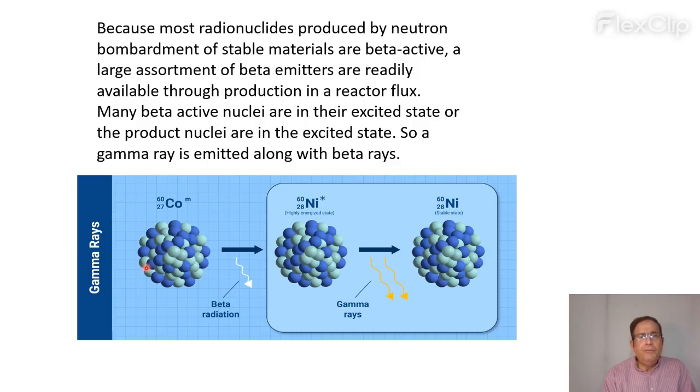So in this figure, you can see a cobalt-60 with 27 protons. When it is bombarded, it converts into nickel-60, and proton number is 28. And this nickel is in the excited state, which is represented by the star. So the star on a nucleus species represents an excited state. So it emits a gamma and also a beta. So a beta particle and a gamma ray are emitted simultaneously, and finally we get a stable Ni-60 with 28 protons.